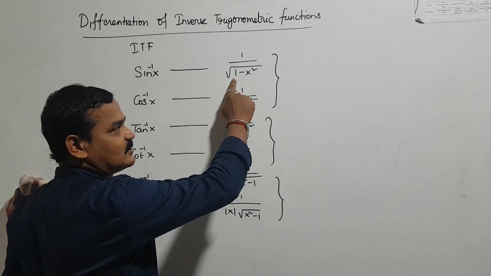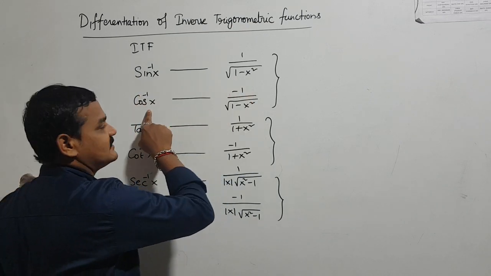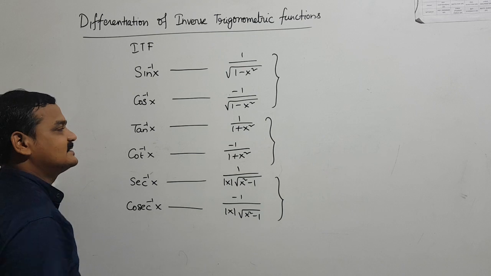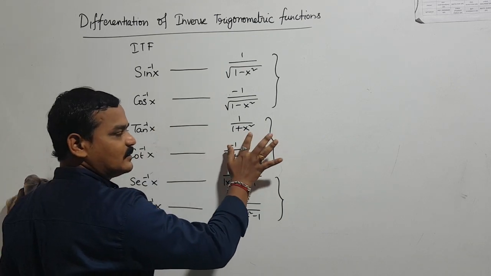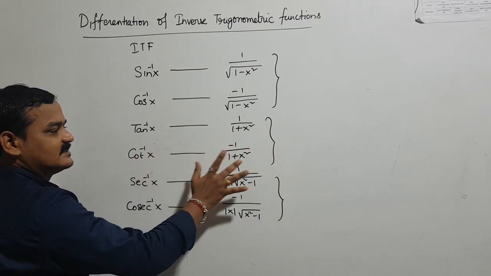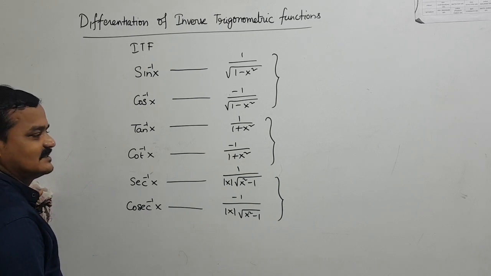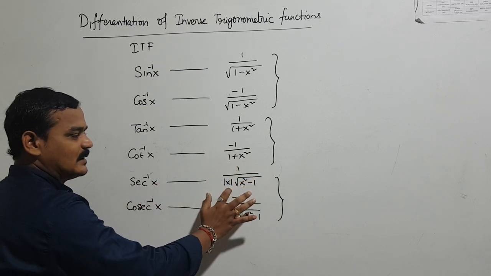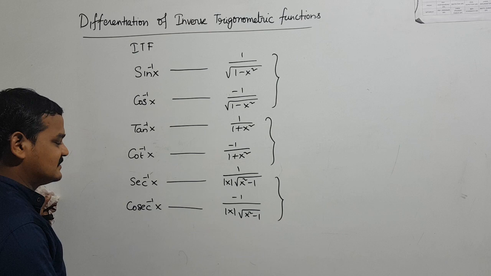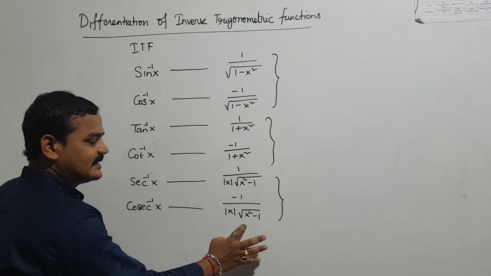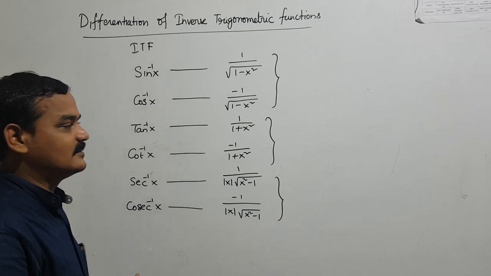Sin inverse x means 1 by root over 1 minus x square. Cos inverse x means minus 1 by root over 1 minus x square. Tan inverse x is equal to 1 by 1 plus x square. Cot inverse x is equal to minus 1 by 1 plus x square. And sec inverse x is equal to 1 by mod x into root over x square minus 1. Cosec inverse x is equal to minus 1 by mod x into root over x square minus 1.